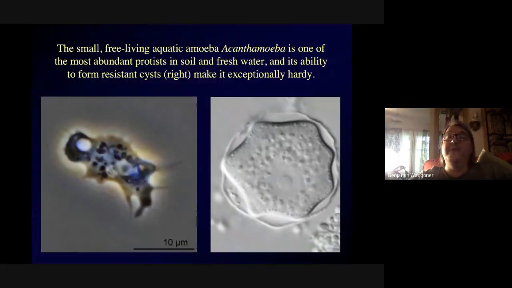This is just another one that can cause human disease. This is a free-living aquatic amoeba that's very abundant in soil and fresh water. I've seen it in pond water samples from around here. It's called acanthamoeba. Acanthos is Greek for a spine or a thorn. So this is a thorny amoeba. And it's very hardy because it can form resistant cysts. That's one on the right.